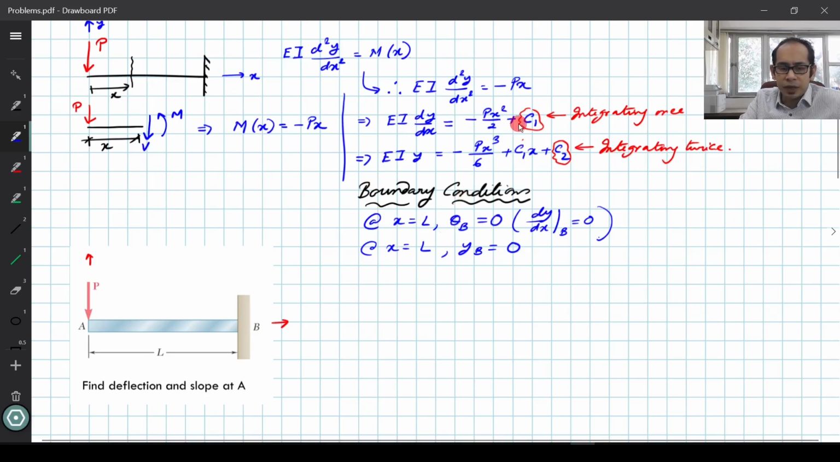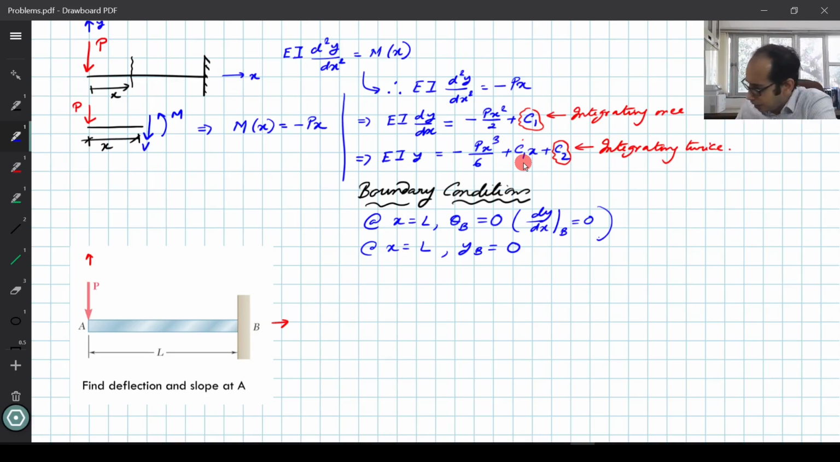And after you get the value of C, you put it back over here and put this condition back in this expression, and you will get the value of C2. Once you do that, I'm not writing all the entire steps and details for the values of C1 and C2, because these are very preliminary algebraic manipulations that you have to do.